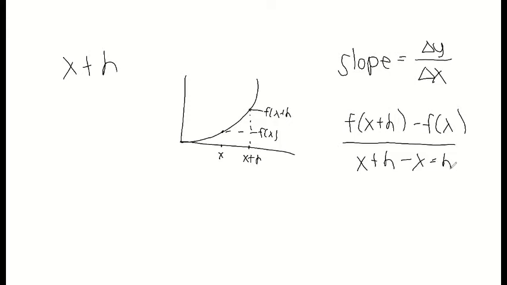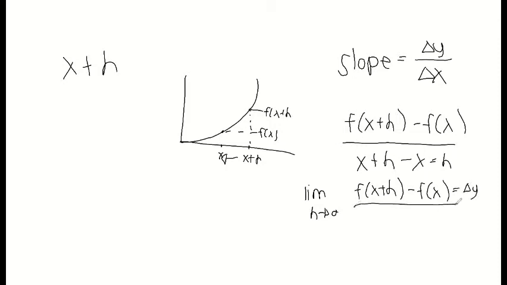However, we want to shrink h so that it goes towards 0. So we use limits. This is the formula that we use to calculate derivatives. The limit as h goes to 0 for f at x plus h minus f at x, which is our change in y, over h, which equals our change in x.